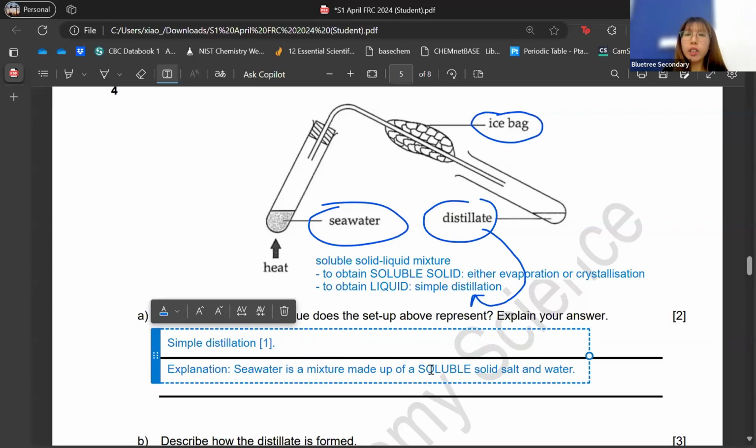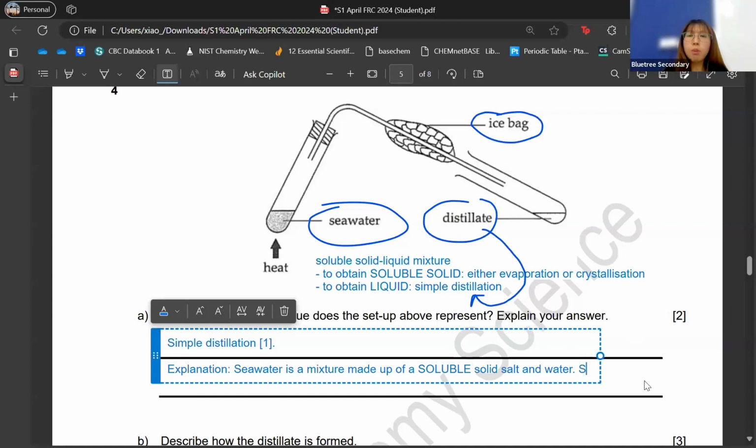Why is soluble a keyword? Because if you never write soluble, do you mean that the solid is soluble in water or insoluble in water? Because if it is insoluble, you'll get a different technique already. So seawater is a mixture made up of soluble solid, which is the salt, and water, which is the liquid.